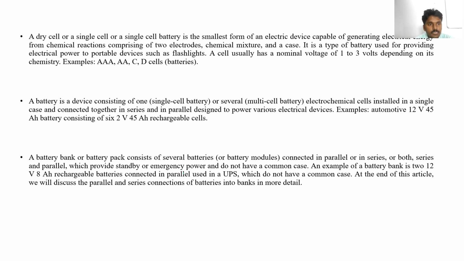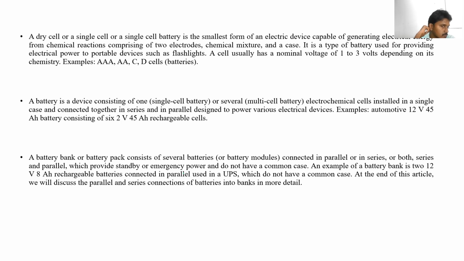Alkaline. Next, a battery is a device consisting of one cell or several cells, electrochemical cells installed in a single case and connected together in series or parallel, designed to power various electrical devices. Example, automotive 12 volts, 45 ampere hours. A battery consisting of 6 cells of 2 volts, 45 ampere hours, rechargeable.